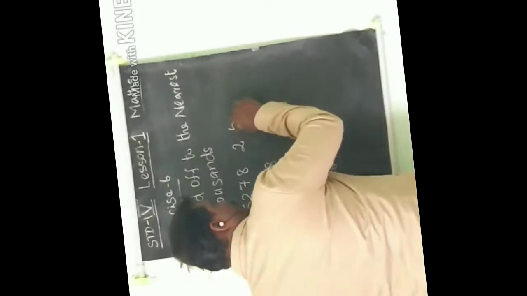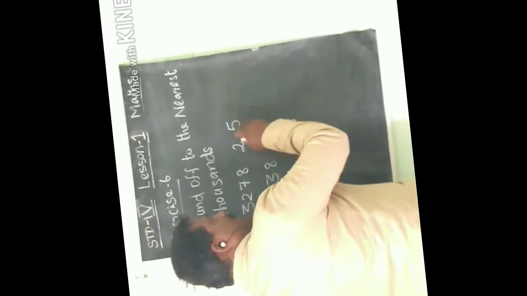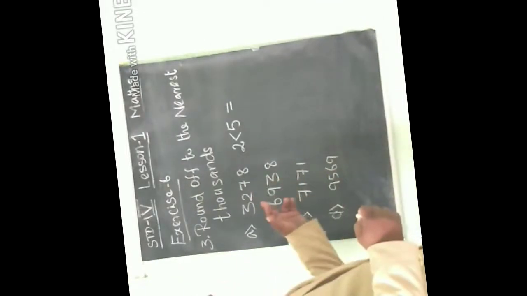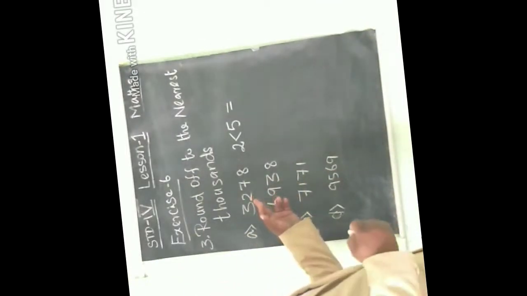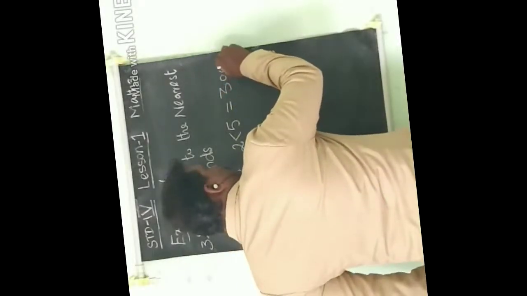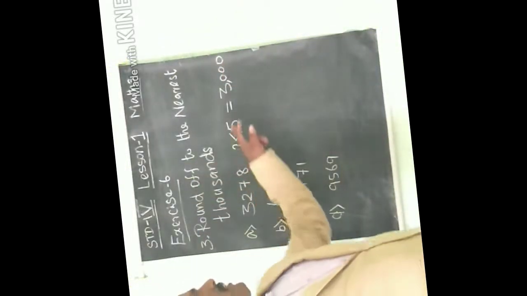Okay. So 2, 5. Is it greater than 5 or less than 5? It's less than 5. Okay. So we put less than. Then if less than 5, what is the rule? You have to take the lowest rounded number. So 3000. 3000 is the rounded number. Okay. So 3278, when we round off, we get 3000.